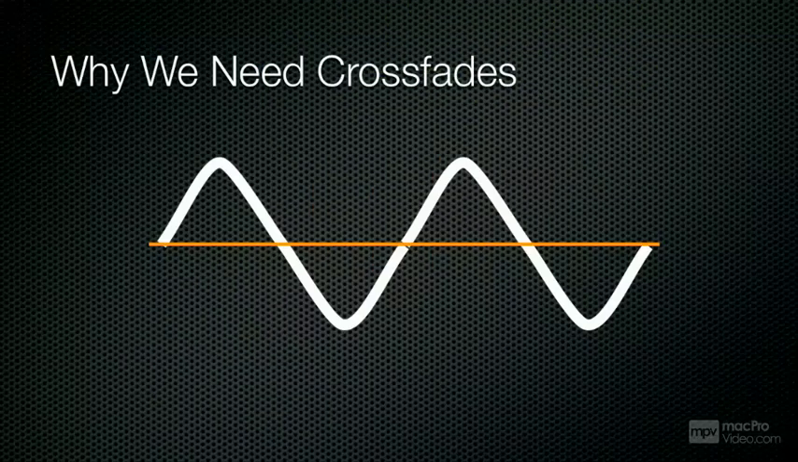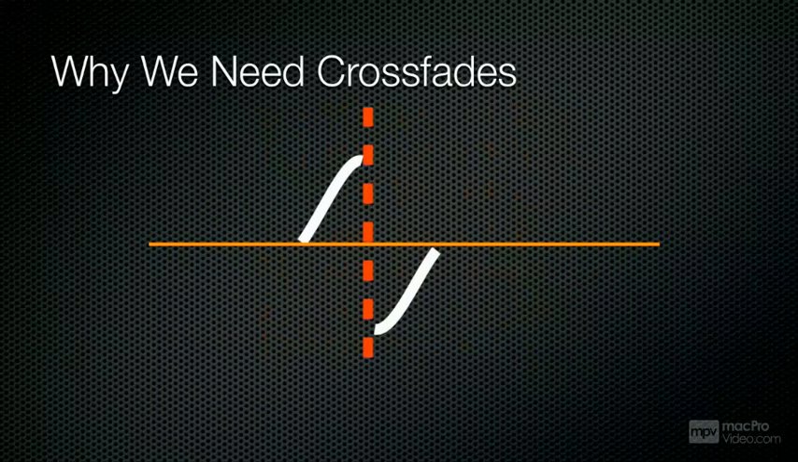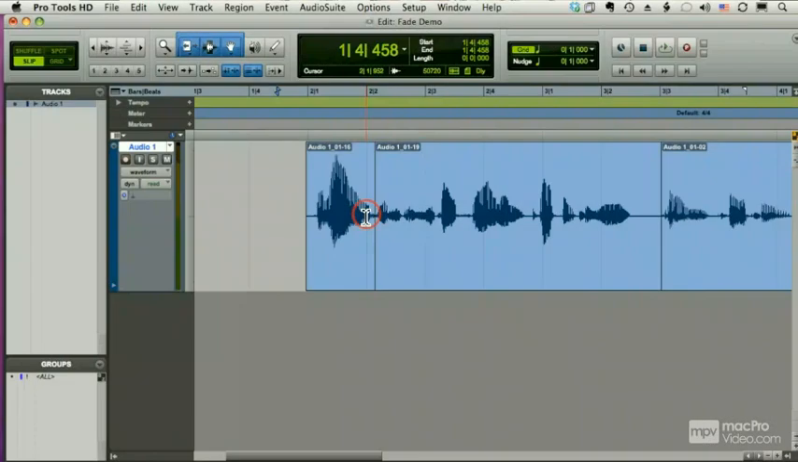it's possible that the waveform may become disconnected. The first part of the file may end at the top of the wave and the next part may start at the bottom of the wave. So you have this little split there, and that can cause clicks in your audio. So to prevent that, one of the ways you do that is by using a crossfade.